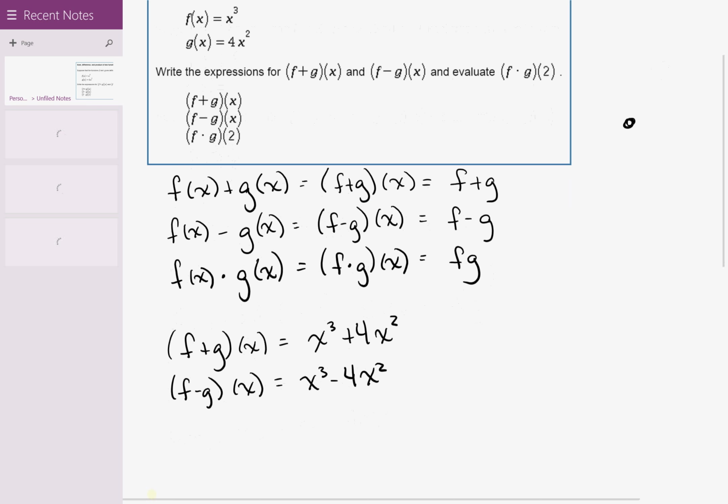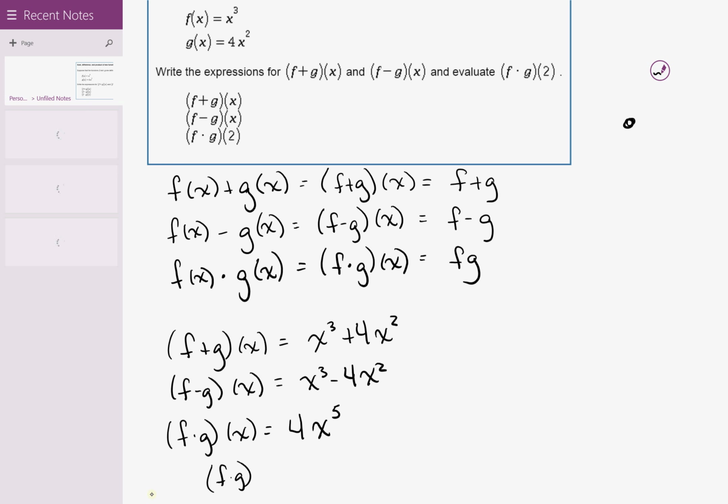And then f times g of x is equal to 4x to the fifth. We multiply them together. So f times g of 2 is 4 times 2 to the fifth, which is 32.